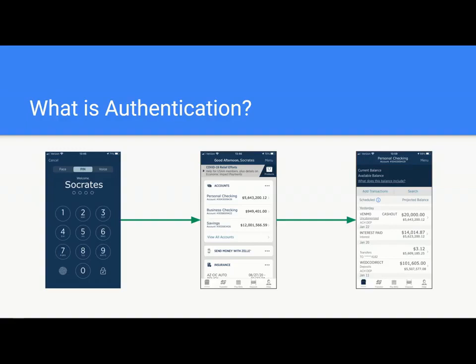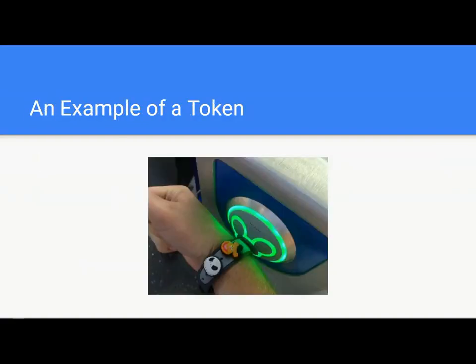Think of it as paying for your fast pass at the amusement park and receiving in return a wristband. Each time you go to a new ride, you don't need to reestablish with them that you have a fast pass. You can just flash your wrist and get first in line.